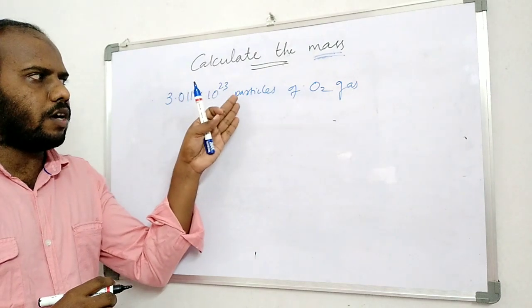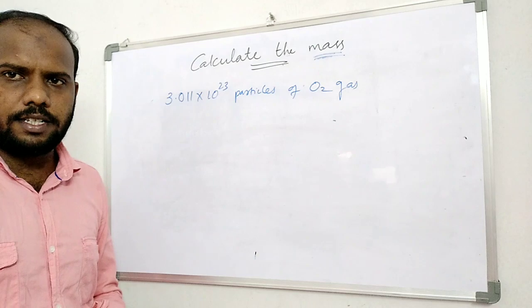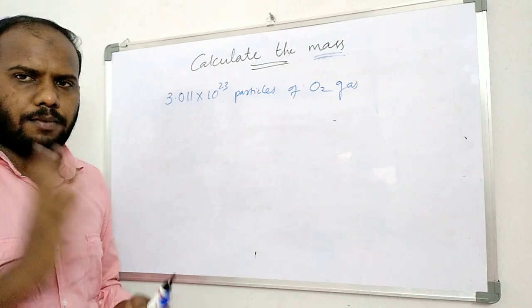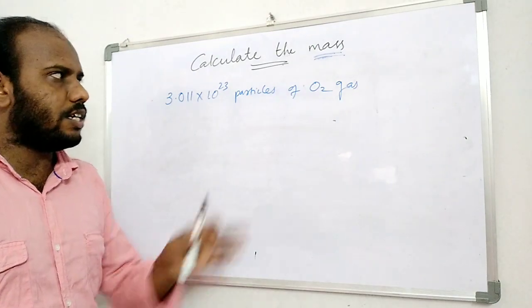3.011 into 10 to the power of 23 particles of oxygen gas. Find its mass. What is the first step? First step, find out the relation. What is the relation here?